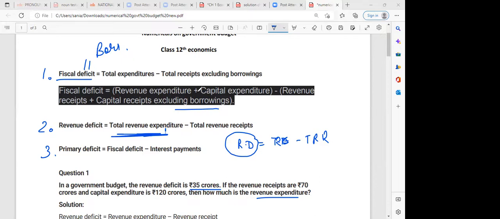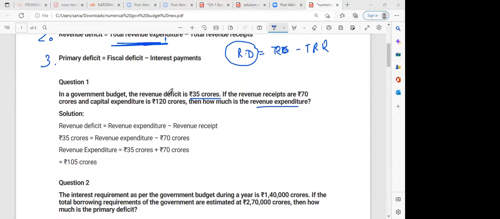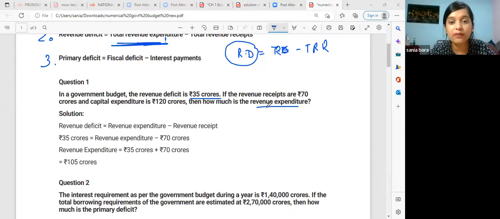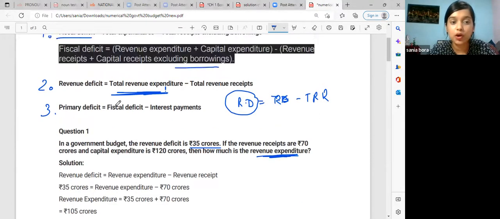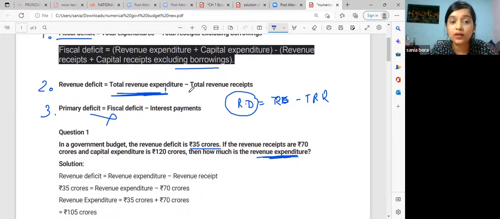This is one of the easiest things, but let's just check. The question was: revenue deficit is given, revenue receipt is also given, and capital expenditure is given. You have to find the revenue expenditure. The very first thing is that you have to remember all three formulas. You must be wondering where the revenue expenditure is. In this formula, this is rejected because revenue expenditure is not mentioned. Here revenue expenditure is mentioned, but fiscal deficit and everything is given. Here you will be getting revenue expenditure, so you are going to use this formula.